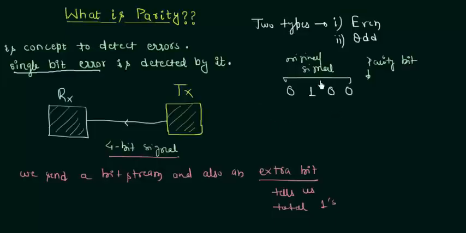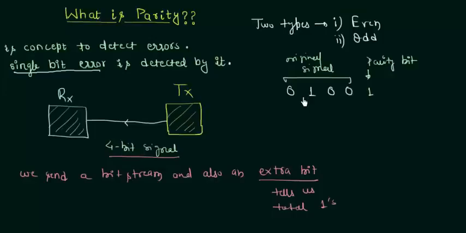Okay, and whenever we are talking about the even parity and there is an odd number of 1s involved in the original signal, we will add a 1 in the parity bit, or we will make the parity bit high, to make the total number of 1s even. Remember, the total number of 1s even, because this is a bit confusing.